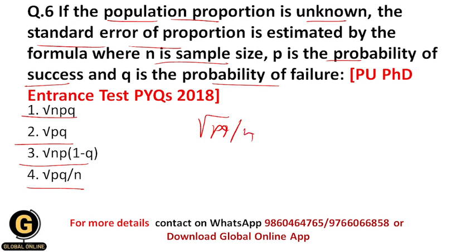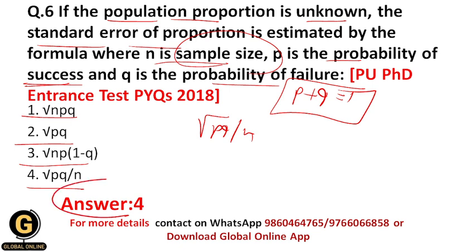Where n is the sample size, p is the probability of success, and q is the probability of failure. And in this situation, p plus q is equal to 1. That's why here your correct answer should be 4. So remember this formula for standard error of proportion whenever population proportion is unknown.